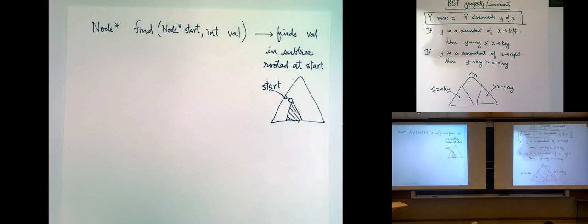So val is a key. Yeah, you're looking for a node whose key is val.